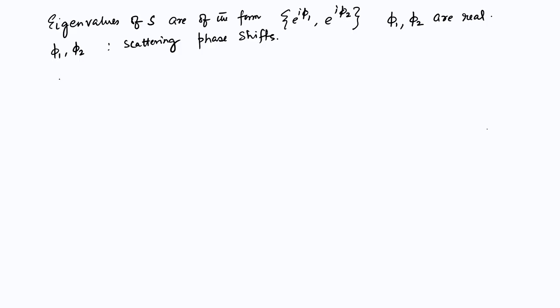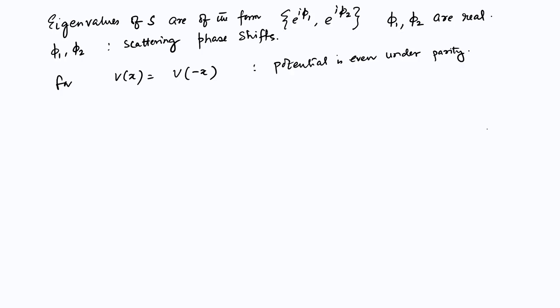The S matrix eigenvalues are complex in general, while these phi 1 and phi 2, which are real quantities, are known as the phase shifts. Okay, so let us assume that for a given case, V of x equal to V of minus x. This means that the potential is even under parity. So what does it mean? It means that if you change x to minus x, V of x doesn't change.